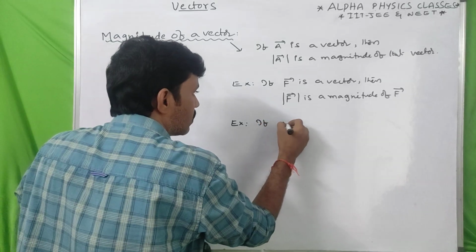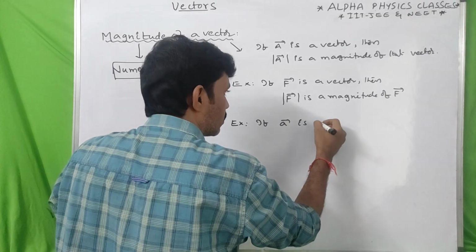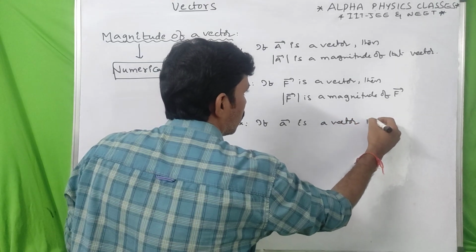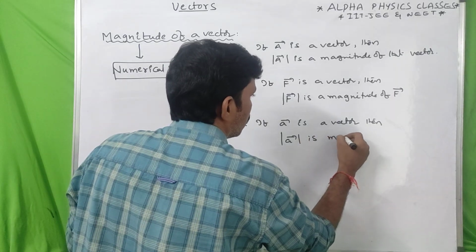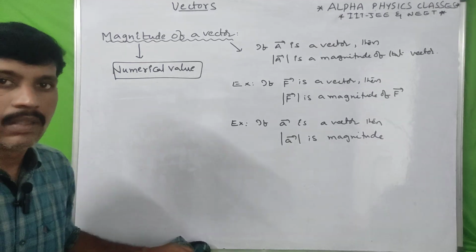Let us take one more. If a bar is the acceleration vector, then modulus a bar is the magnitude of the acceleration.